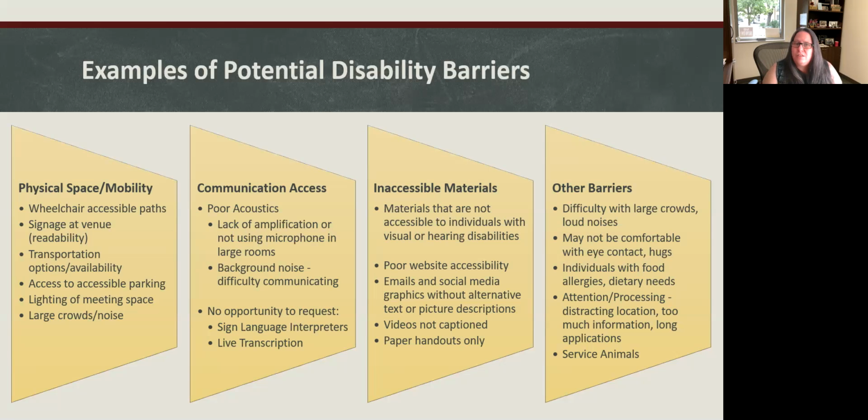Is there amplification available? Do you have a microphone but you're not using it? One of my biggest pet peeves is people who will stand up in the front of a large room and be like, hey, can you hear me? Do I need to use the microphone? Okay, and they just go.